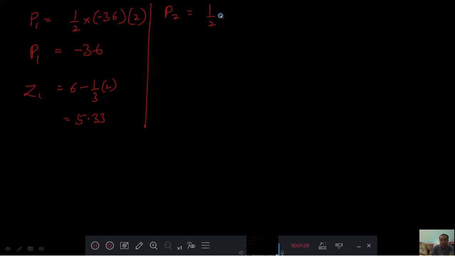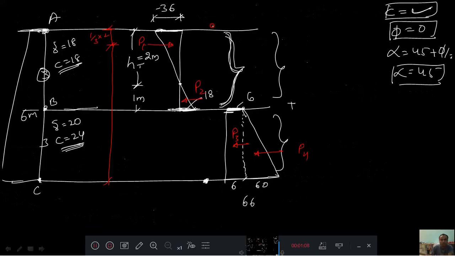Then come to p2. p2 is half into 18. No, this is 18. Half into 18 into 1.